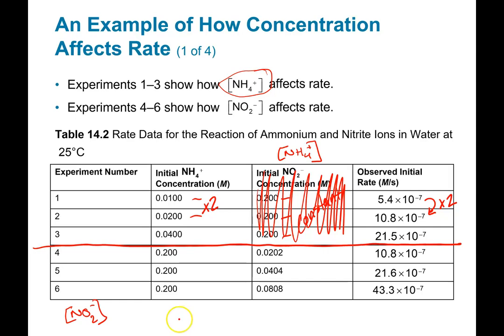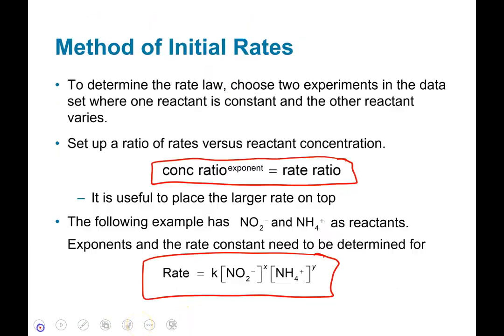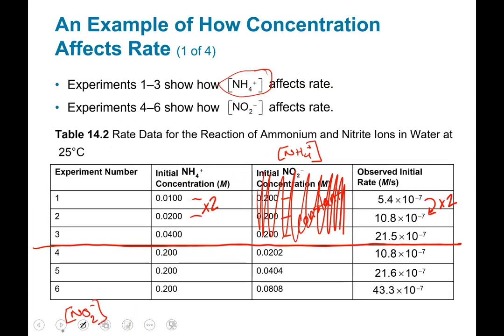So remember that was concentration. I'm going to go back to that previous slide. We're going to use this particular information: concentration ratio raised to some exponent equals rate ratio. The exponent is our goal. So concentration ratio, aka double, so 2 raised to some variable we don't know is going to equal the rate ratio, in this case 2. And this is for NH4. Again, concentration ratio raised to some exponent equals rate ratio.